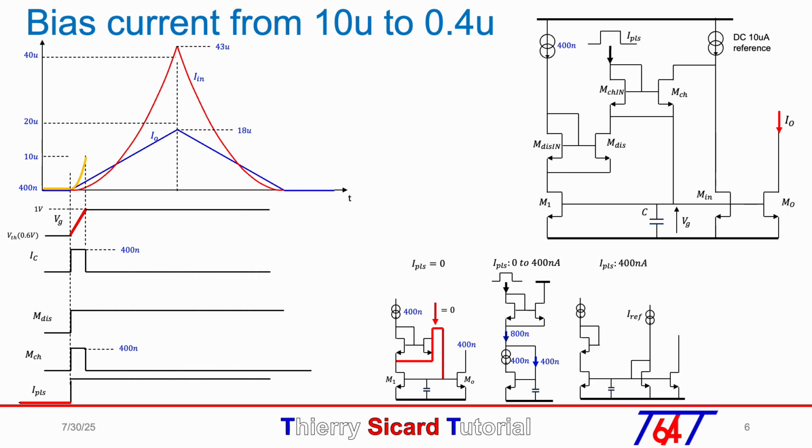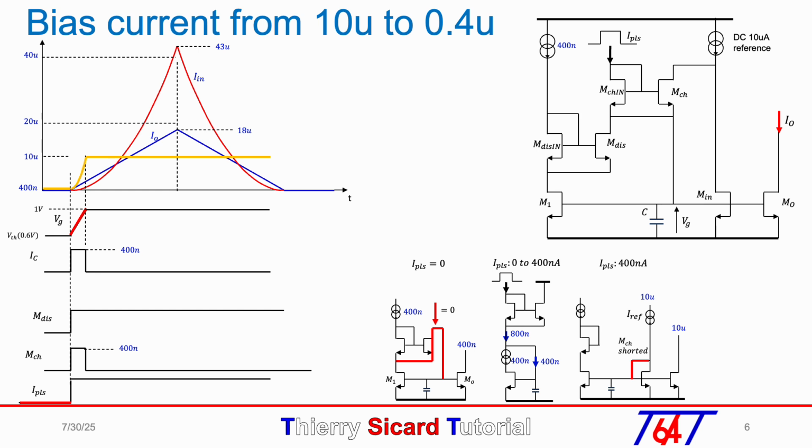When Vg is sufficient to allow M in to pull down the bias current reference of 10 microamp, the MCH shorts the drain to the gate of the M in. Since VDS of MCH equals 0, no current is present in MCH. The 400 nanoamp through MCH in flows into MDIS, and then no more current charges the capacitor C. Vg therefore remains at the voltage necessary to allow M in to drive the 10 microamp.